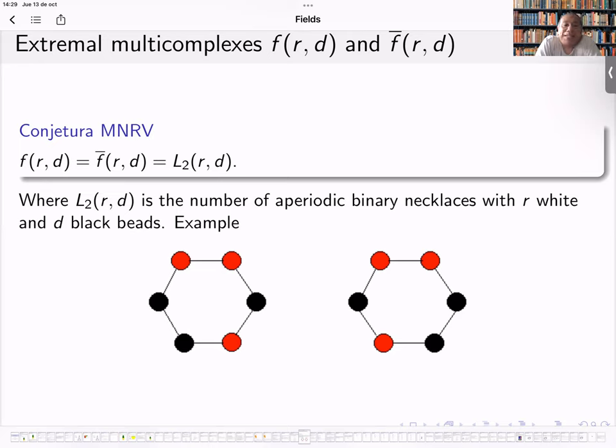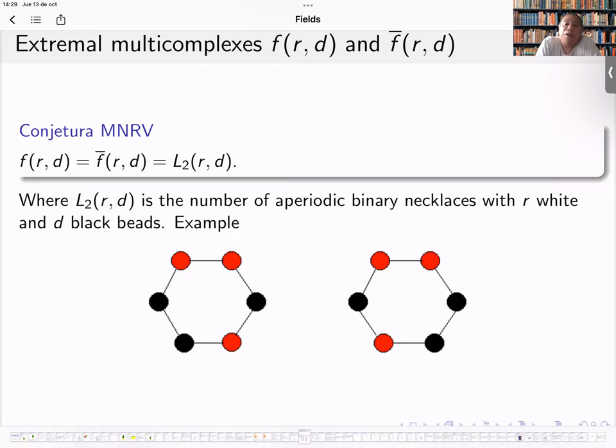And that was actually the same as the quantity L2RD. L2RD is the number of aperiodic binary necklaces with R white bits and D black bits. So for example, with three red bits and three black bits, you get these two aperiodic necklaces. Necklaces are, of course, an arrangement on the circle of these R plus D points.